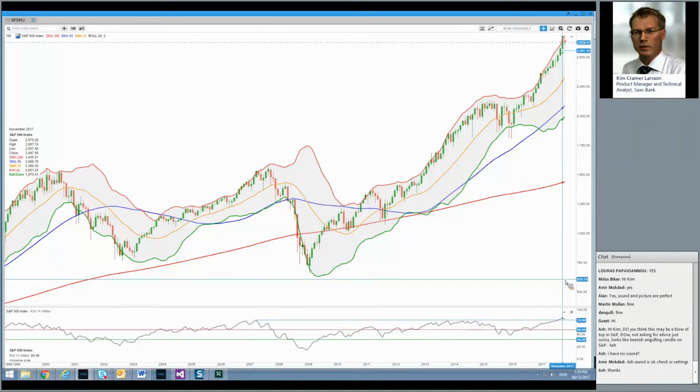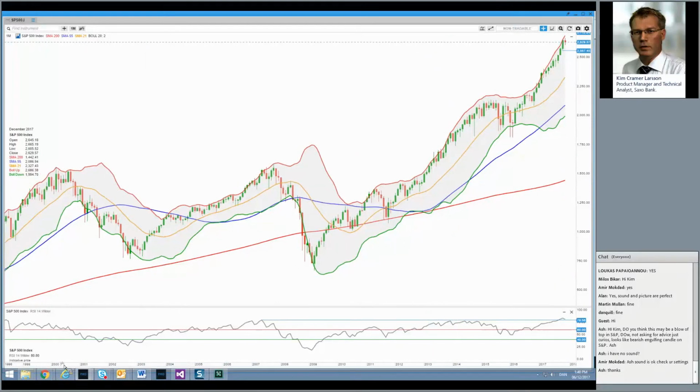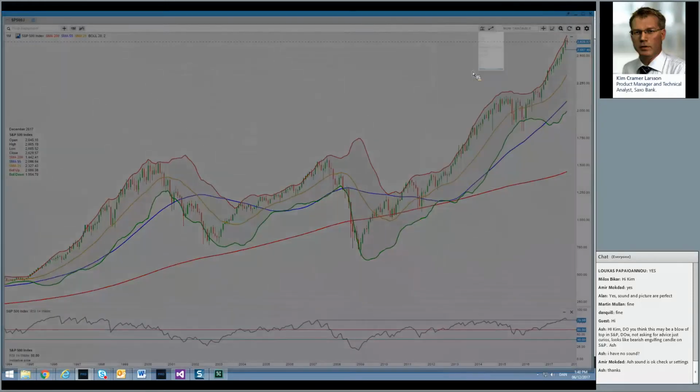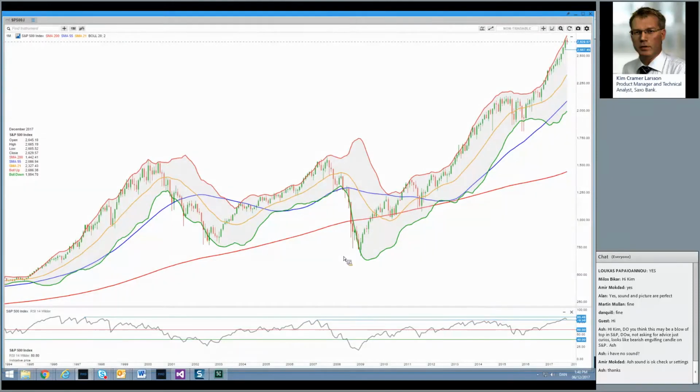You can see we have a reading here of 83.48. That is really, really high. We probably have to go all the way back to, yes, we have to go back to the golden days in the 90s, during the dot-com bubble. So we are in some extreme markets.